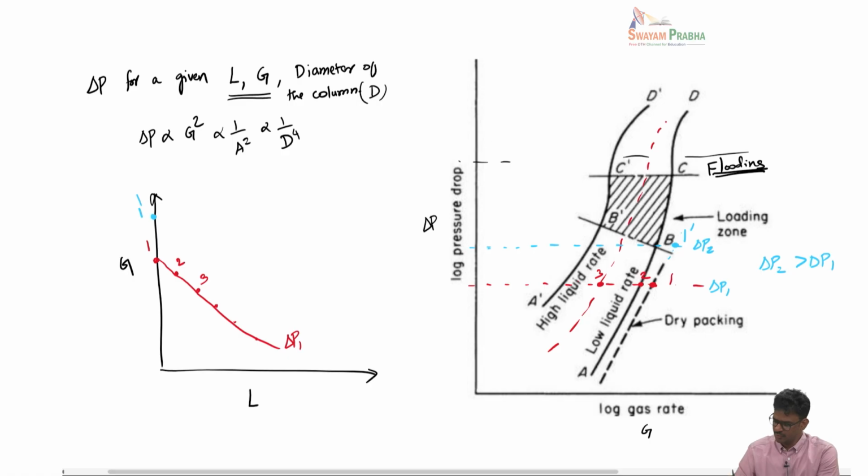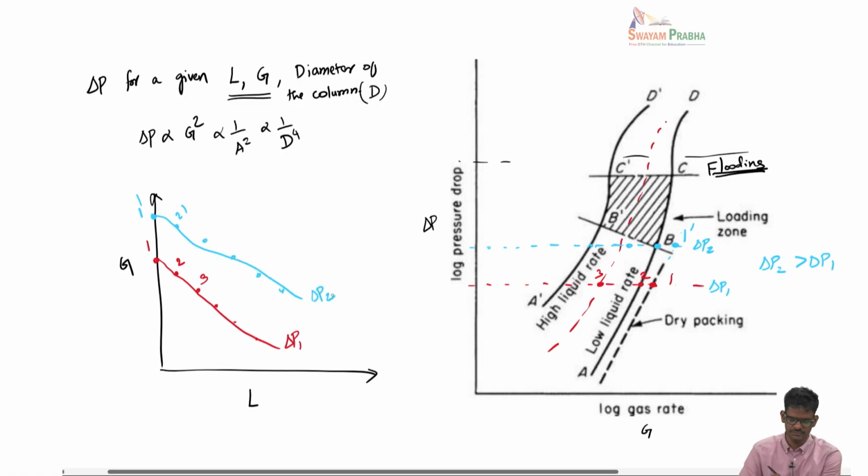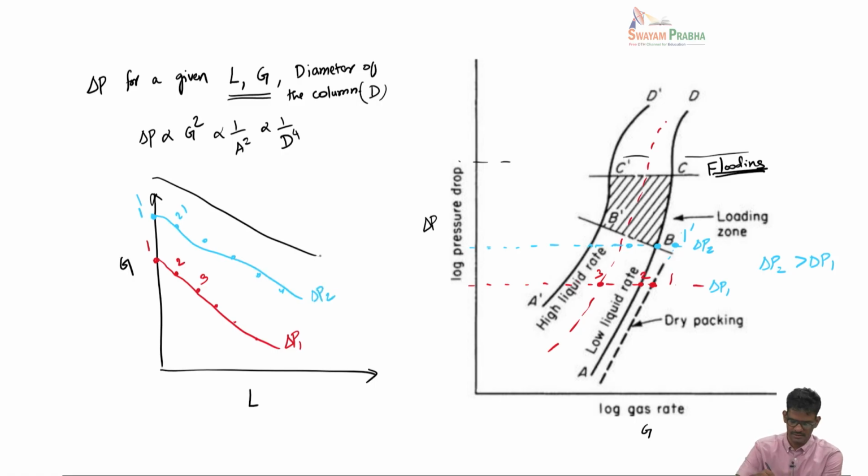And then I choose another point somewhere here. So that would be here, 2 prime. And then I keep doing this over and over. So I can collect many such points, and then I make another line. So this is for delta P2, and maybe in another line that will be for delta P3, and so on.